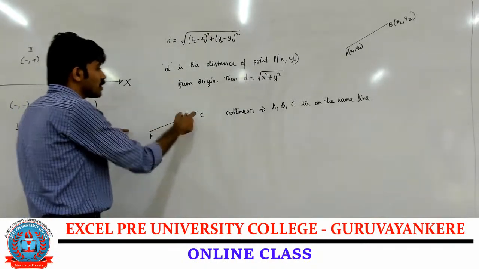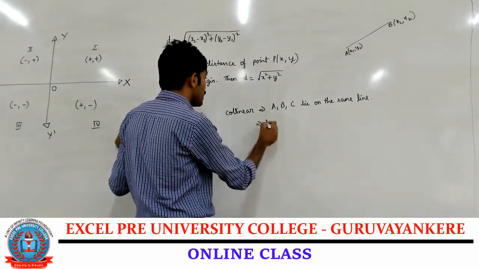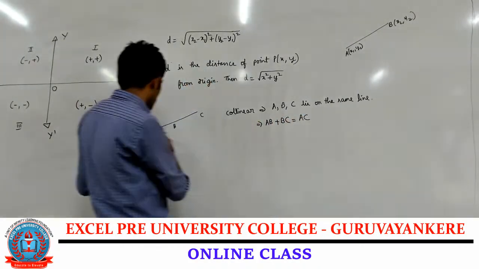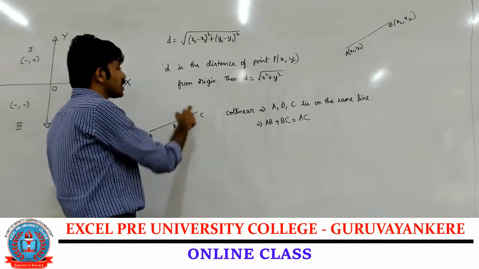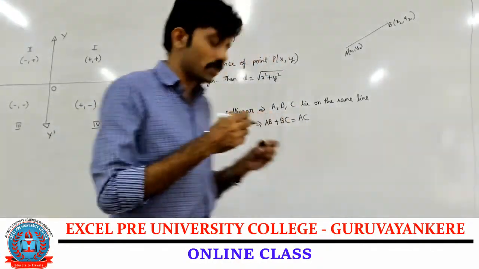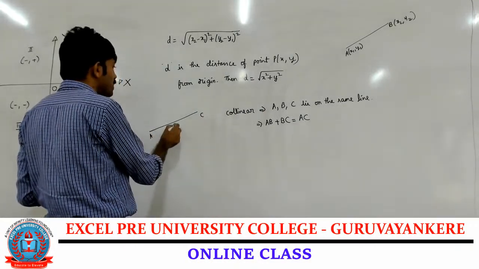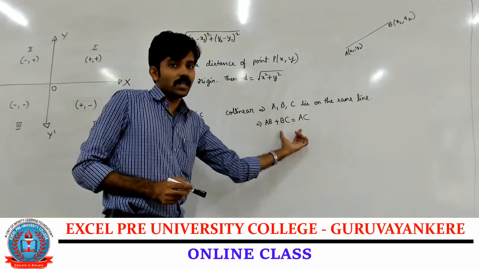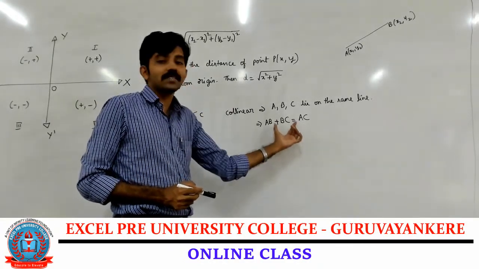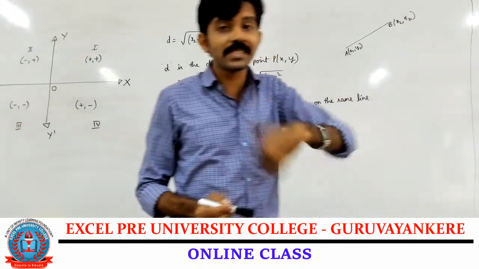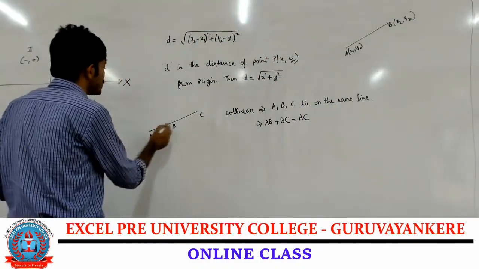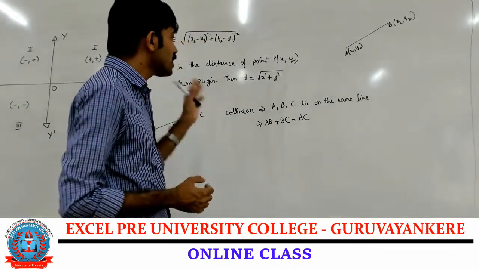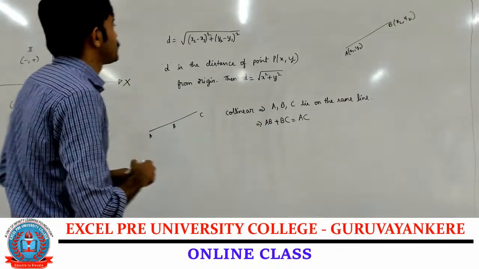AB plus BC is equal to AC. The sum of these two is equal to the third. AB plus BC is equal to AC. This is how we prove 3 points are collinear using the distance formula. 3 points are collinear if the sum of the least two distances is equal to the third. Collinear means the sum of the least two is equal to the third.